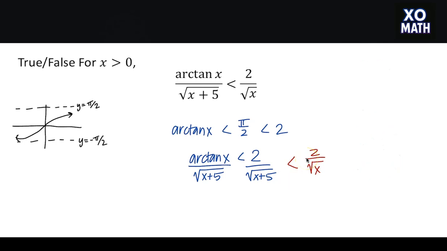So that means that arctangent x over the square root of x plus 5 is less than 2 over the square root of x, as long as x values are greater than 0. So let's make sure we go ahead and say that the answer here is true.